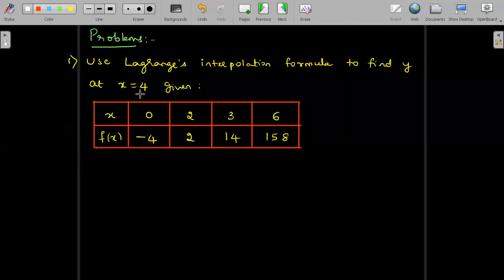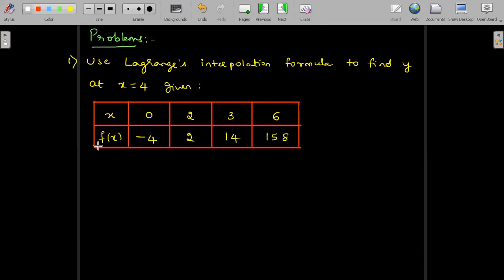Now let us see problems. Firstly, use Lagrange's interpolation formula to find y at x is equal to 4 given the following data. So we are given with x and f of x values. F of x is same as saying y. So x values are 0, 2, 3, 6. Observe they are at unequal intervals of x, and the respective values of y are -4, 2, 14, and 158.